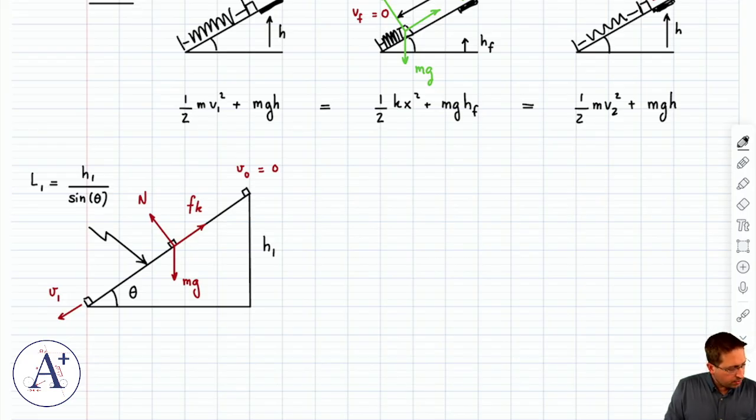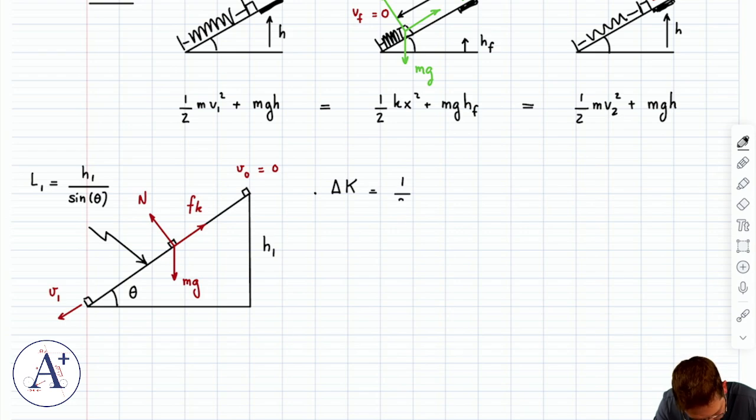Okay, and so what am I going to do? Well, I'm going to write delta K equals work net. So let's start with delta K because that's typically always the easiest part. It's the change in kinetic energy. So kinetic energy at the bottom is 1/2 mv1 squared. Kinetic energy at the top is 1/2 mv0 squared, but that's 0.